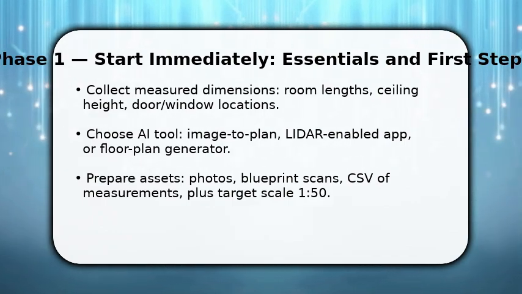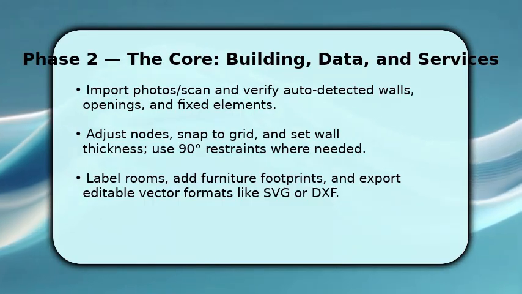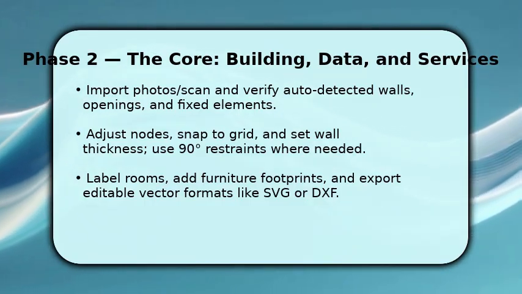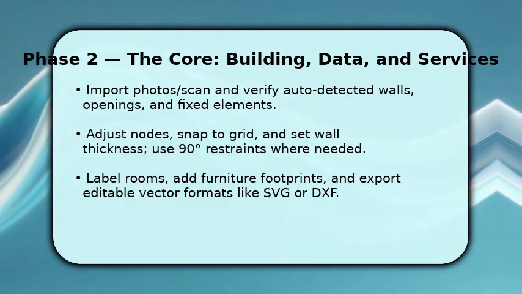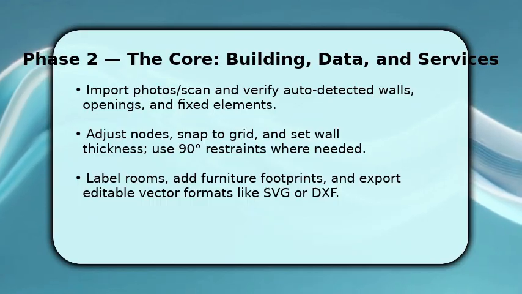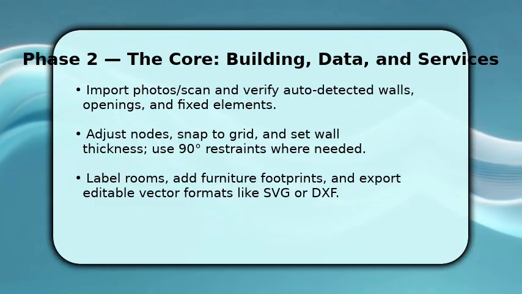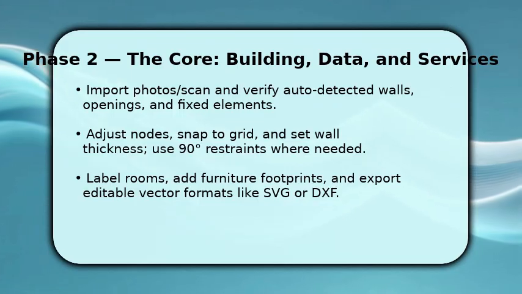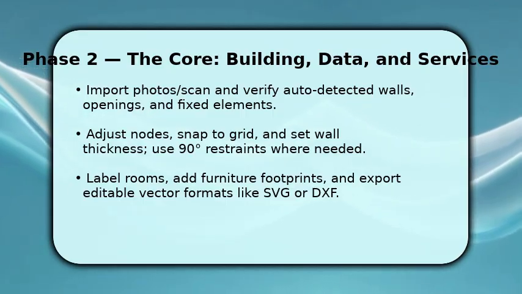Next, import your data into the AI workspace and review its auto-detection carefully. The model often misreads shadows as walls. You should correct wall lines, move nodes, and snap elements to the grid. This improves dimensional accuracy. Then set wall thickness and enforce orthogonal constraints for rectilinear rooms. This prevents skewed geometry. After that, label rooms and add furniture footprints so the plan reflects use. Export an editable vector file because you will likely iterate with CAD or layout software.